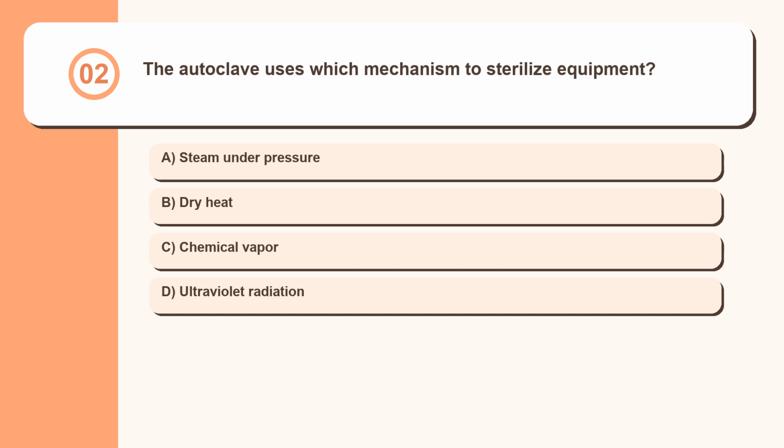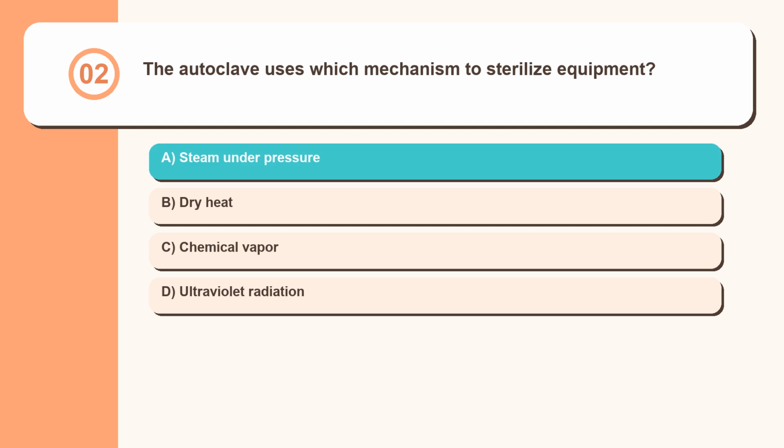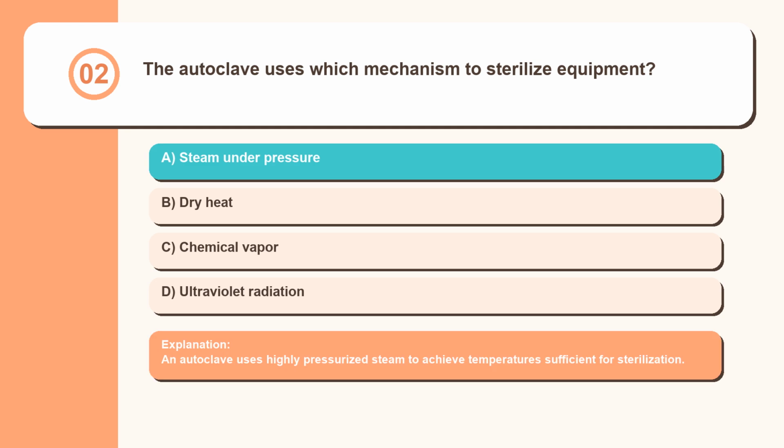Question 2. The autoclave uses which mechanism to sterilize equipment? Steam under pressure, dry heat, chemical vapor, ultraviolet radiation. An autoclave uses highly pressurized steam to achieve temperatures sufficient for sterilization.